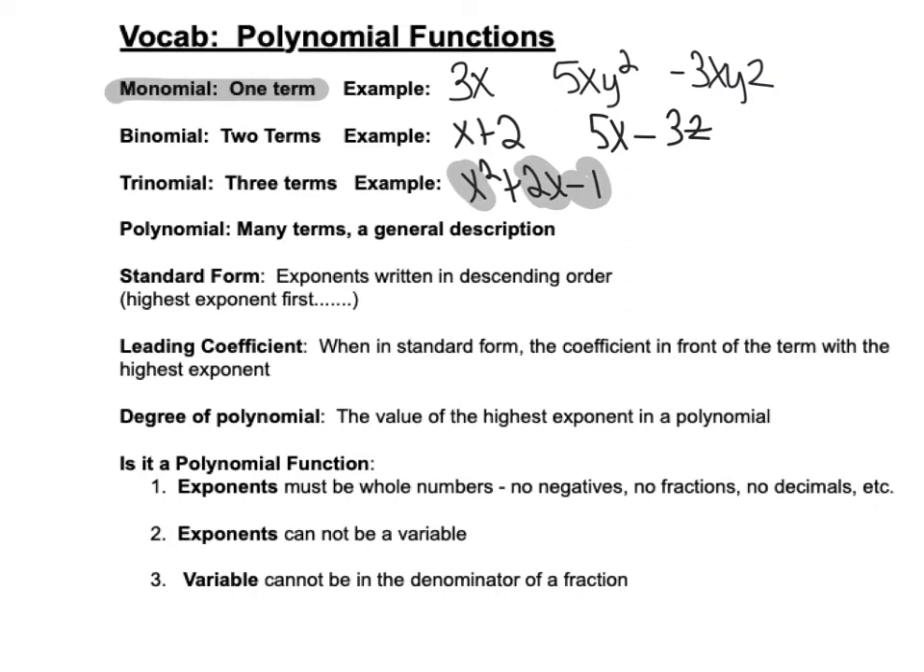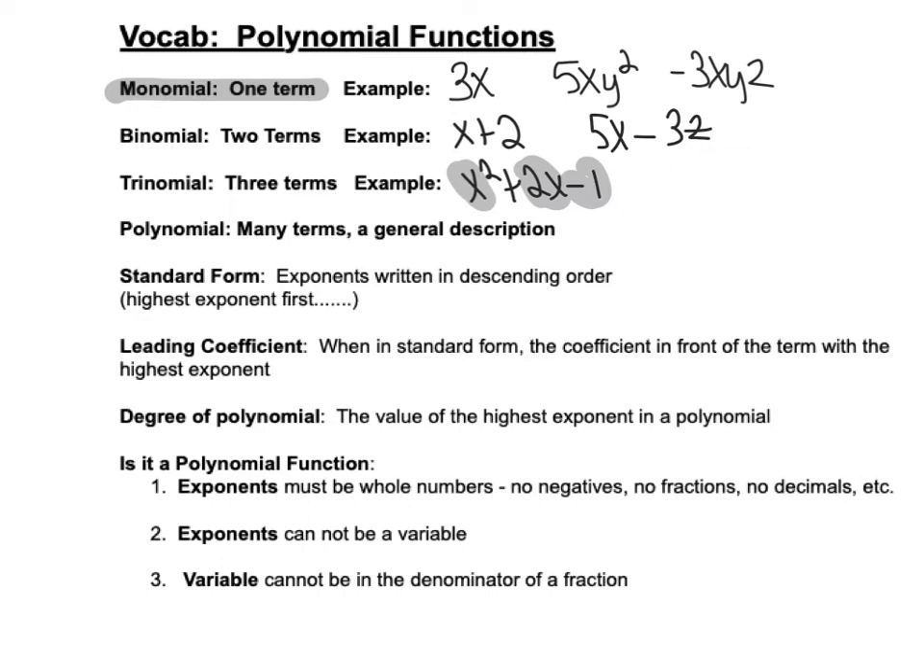Okay, so then a lot of times when you do these polynomial functions, they're going to ask you to put things in standard form. Standard form just means you're writing all of the terms and you're starting with the highest exponent and you're going in descending order. So highest exponent first, then the next highest, then the next highest, and so on.